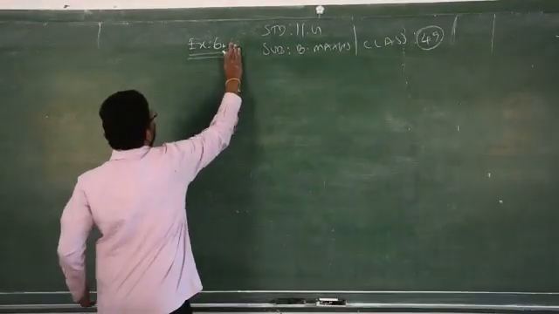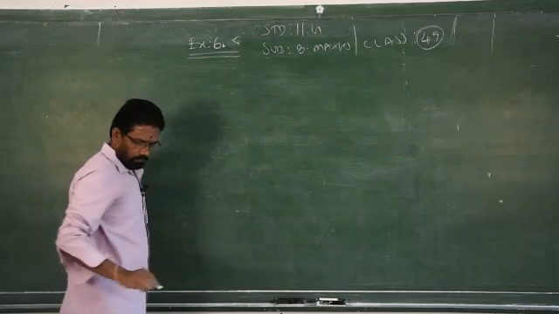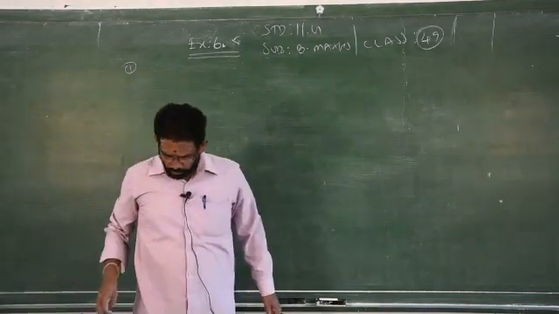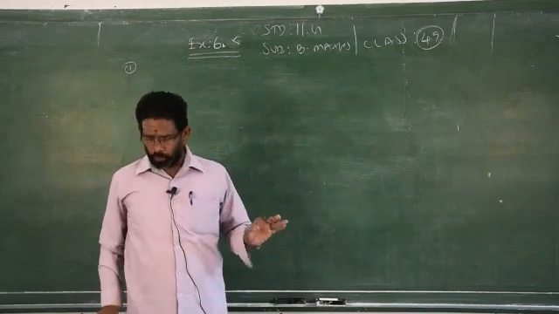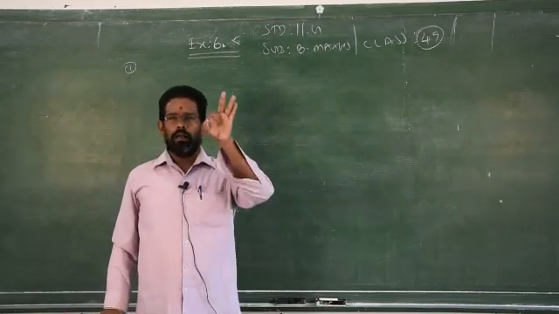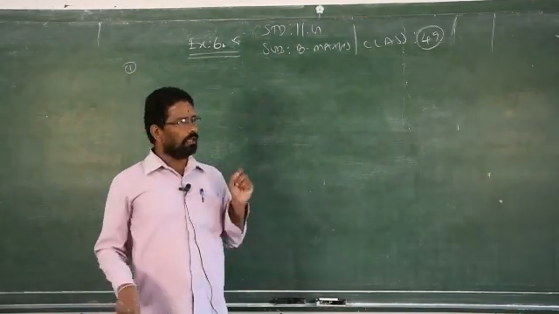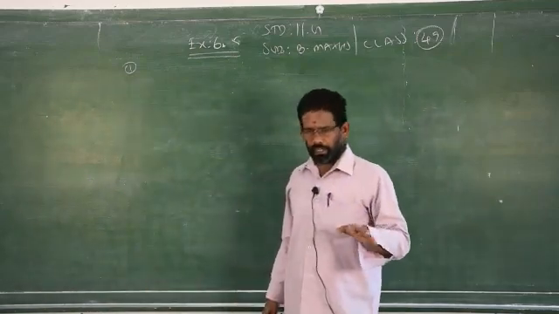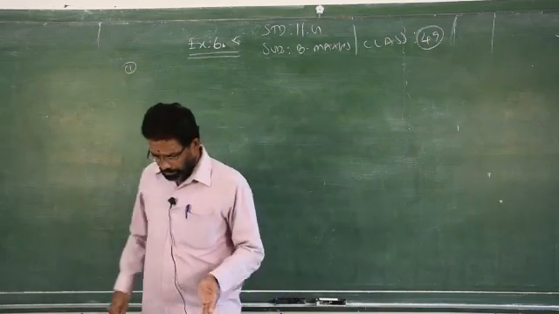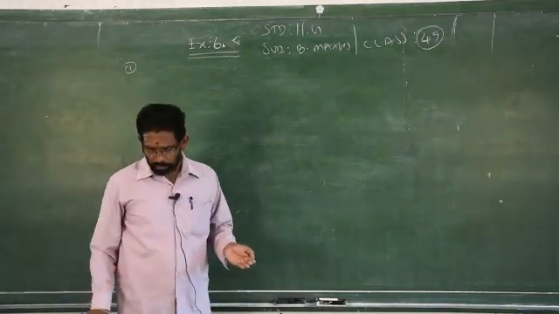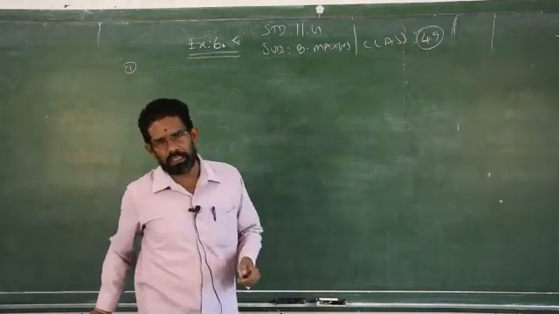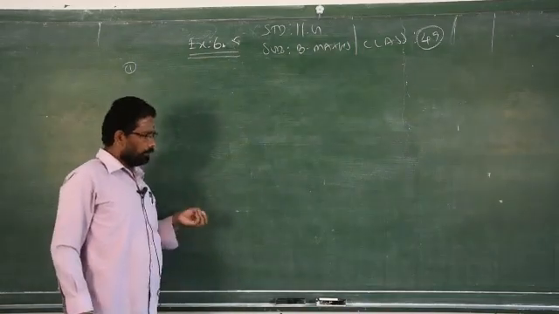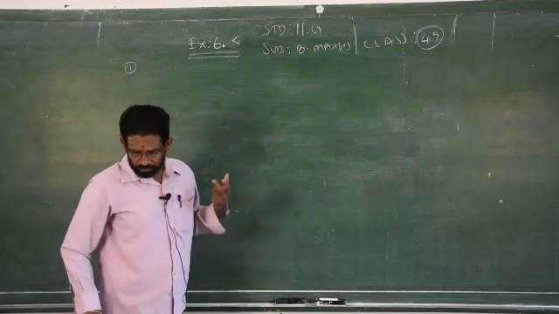Exercise number 6.5, question number 1. It will be all very simple. So you find the marginal. What is meant by marginal? Marginal means differentiate. The word marginal stands for differentiate. Marginal productivity of capital K and labor L. So marginal productivity, that is partial differentiation. Differentiate partially with respect to K and L.